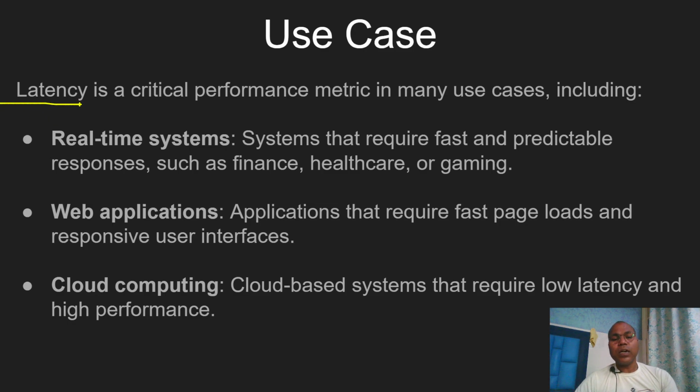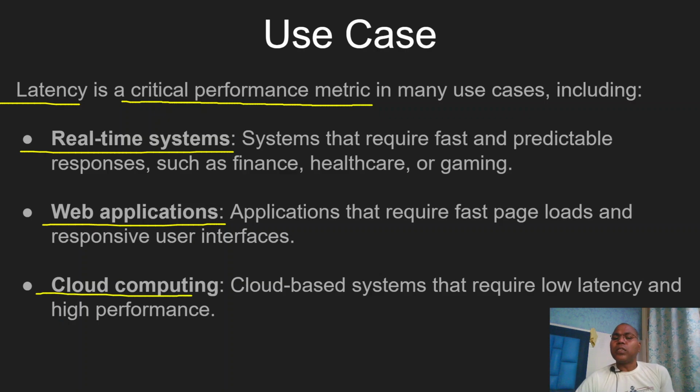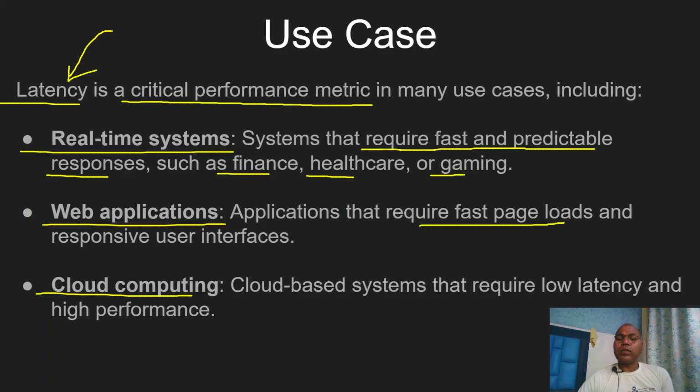Generally, latency is a very critical performance parameter for applications. Whether you are using real-time applications, web applications, or cloud computing, these applications use the latency metric as a performance parameter. For real-time applications, the system requires fast and predictable response, such as financial data, healthcare data, or gaming. Web applications require fast page loading and a responsive user interface. All cloud computing and cloud-based systems require very low latency and high performance.